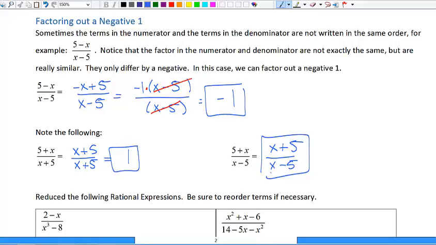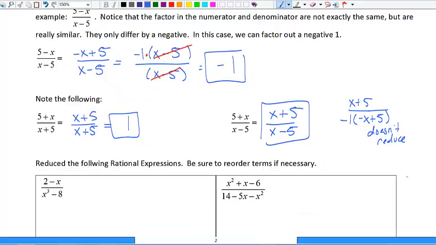Some students might say, oh wait, but what if you factor a negative out of the denominator? Even if I do that, I don't get anything that divides out. It doesn't reduce. So I think the best rule of thumb is if it's ever out of order, rearrange it, factor a negative 1 out if you can, and then proceed. Here are some examples of that.